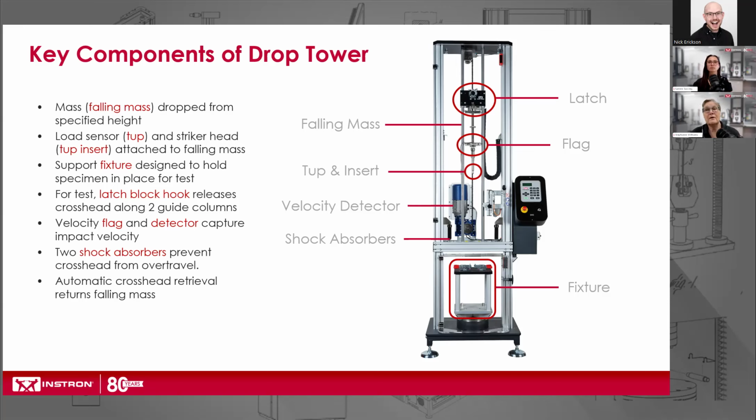The way the test is run is the plaque is placed on the fixture. The mass has been defined either by the standard or the mass that you are choosing to run the test with. You go to the drop height, the mass is released. As the mass falls, the flag passes through the velocity detector, triggering the system to collect the speed data, and then usually open a data acquisition system. The tup and insert impact the specimen, and the specimen is punctured, and then the falling mass comes to a stop with the shock absorbers stopping it.